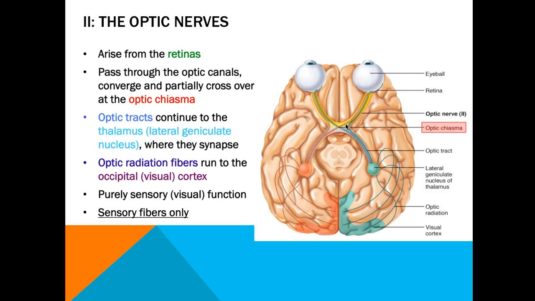Once we get past the optic chiasm, those nerve fibers travel through the optic tract over to a specific nucleus within the thalamus called your lateral geniculate nucleus, where they will synapse. From there, we send signals through optic radiation fibers to the visual cortex in your occipital lobe. This is another nerve that is purely sensory information. So we will only find sensory nerve fibers here.